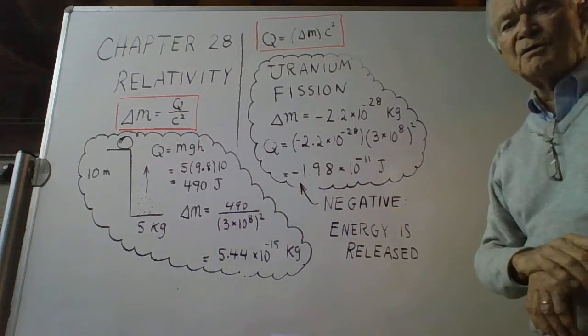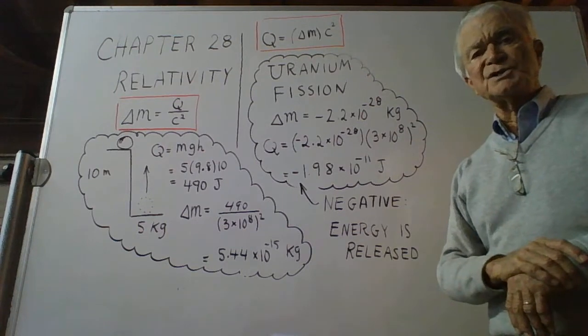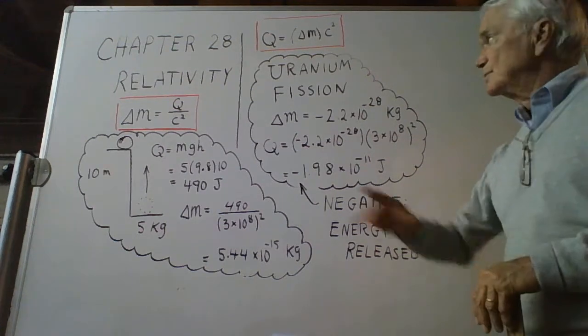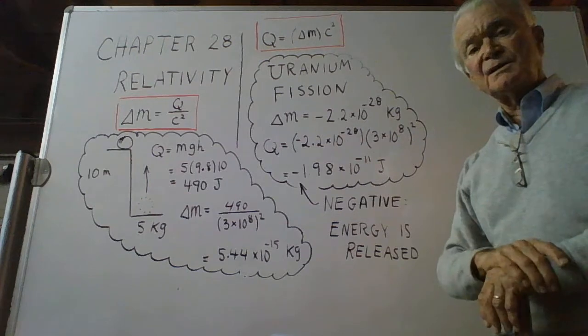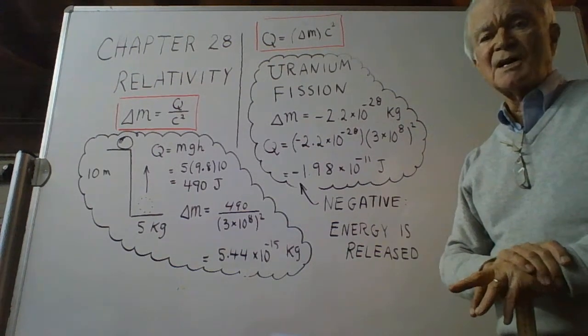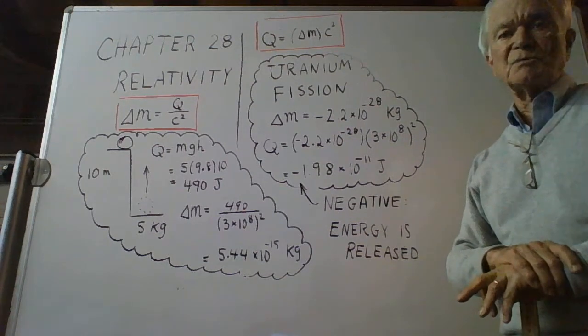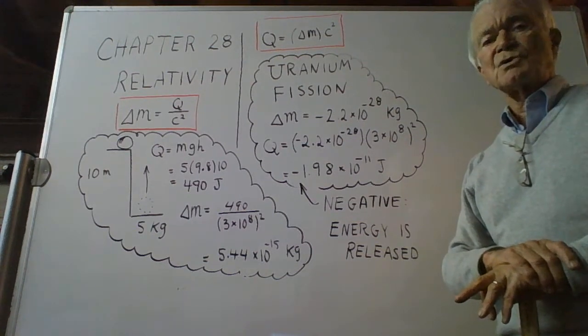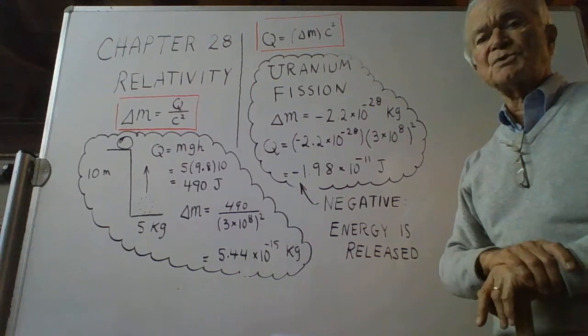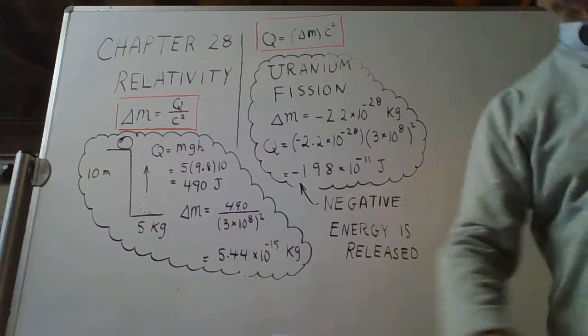It's small, but if you can make uncountable quadrillions of uranium nuclei do the same thing, you're talking about an amount of energy capable of leveling an entire city, such as Hiroshima. We'll talk about the so-called atomic bomb in chapter 30. That's it for now.